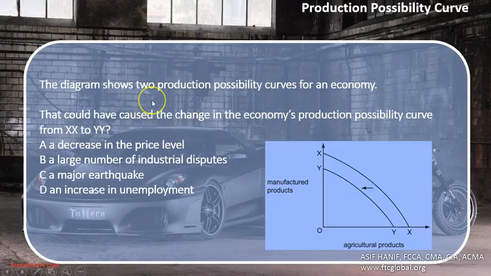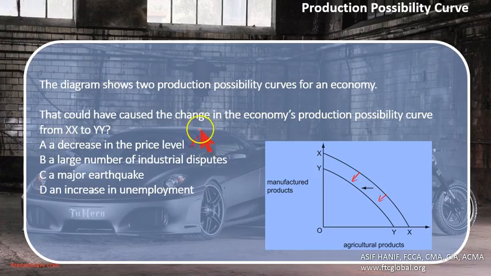The diagram shows two production possibility curves for an economy, XX and YY. What could have caused the change in the economy's production possibility curve from XX to YY? PPC is now shifting inwards. It is not caused by price level.